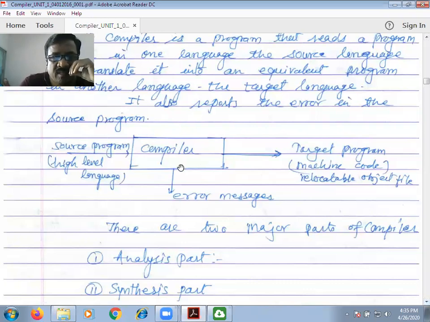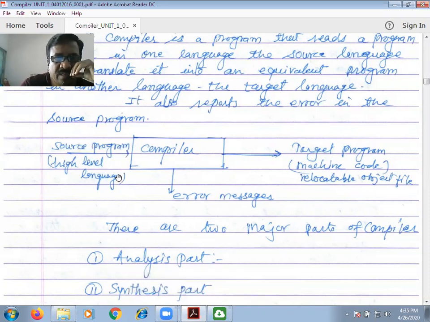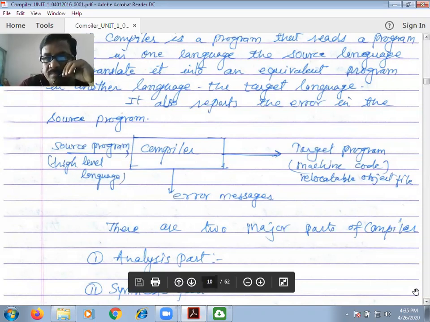In this block diagram, we can see the input to the compiler is a high-level language or source program, correct? And then the output of that compiler is the target program or machine code or relocatable object code. Side by side, it displays the error messages also.